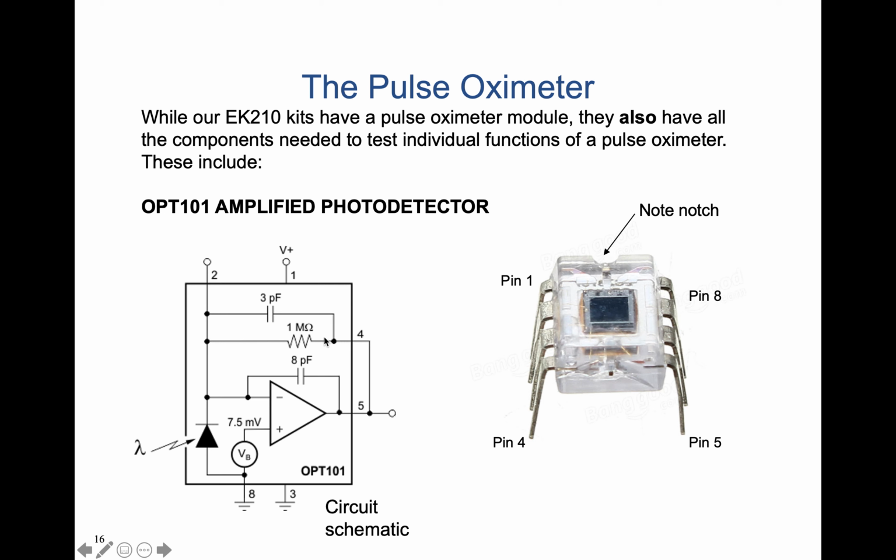The amount of voltage for a given current is determined by this 1 mega ohm resistor, which says that you have 1,000,000 times more volts than you have amps coming in. So this is the transimpedance amplifier, and this thing is part of your kit.